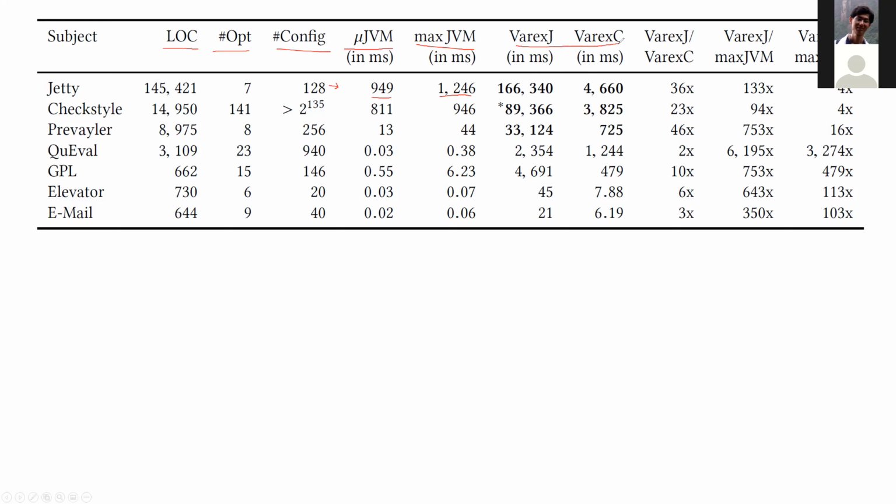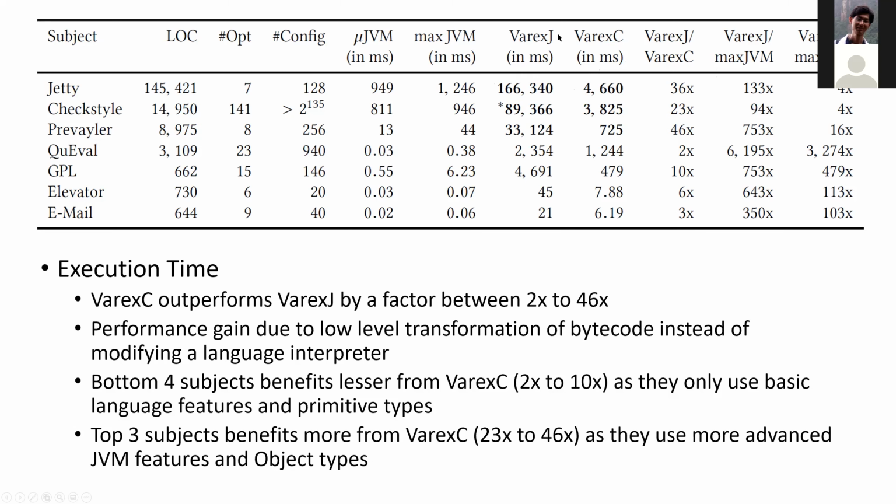For VarexJ and VarexC, they execute the same original source code, but of course they transform the bytecode to evaluate all possible configurations. That's why the difference in time is there between VarexJ and VarexC. I got it, the table. So anyway, they think the performance is better.